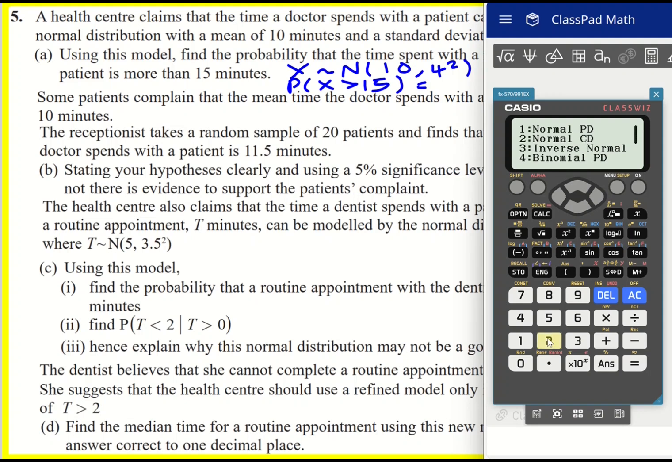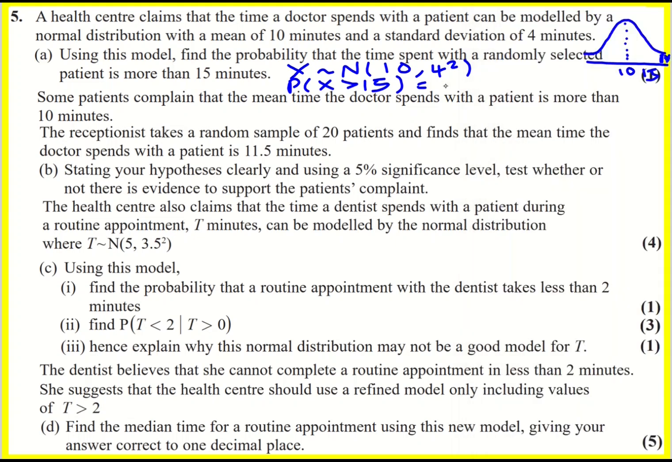So this is going to be normal CD. The lower is going to be 15. The higher, I'm a bit inconsistent with how I approach this, but I'm just going to write 10 to the 9 here, or just type in lots of 9s. Just make it a big number. Standard deviation is 4, and the mean is 10. And we get 0.10564, which I'm going to, of course, round to 3 significant figures, 0.106.